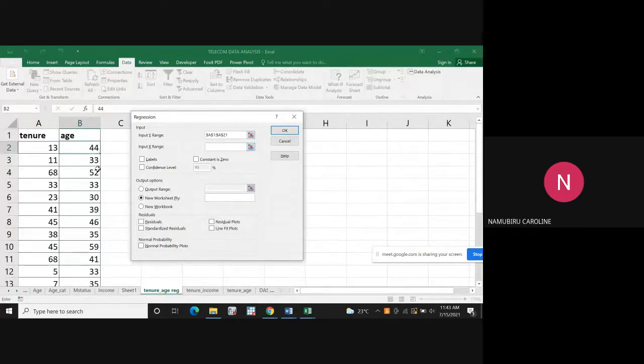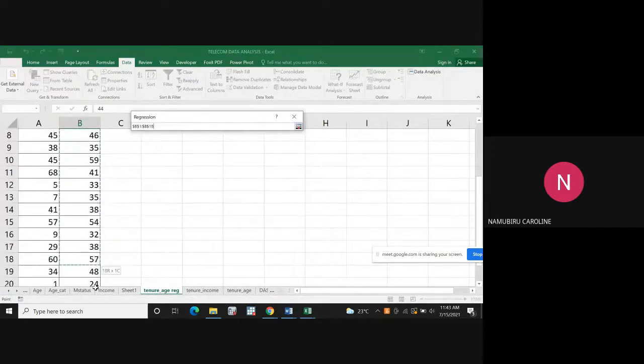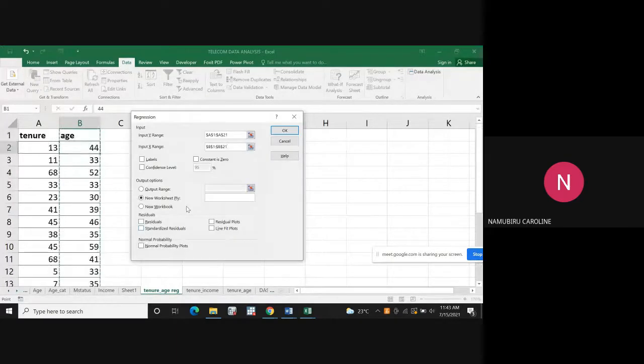Come to the X, do the same, select the label as well. Don't make the mistake of selecting the label for Y and then not selecting the label for X, because it will still tell you that there are issues. Please make sure that when you select the labels, you select. If you don't want to select the labels, it's also okay. But like I keep telling you, when you select the labels, the table that will pop out, as we are going to see, will have the names: this is age, this is tenure, which makes it easy for us to even comprehend and explain.